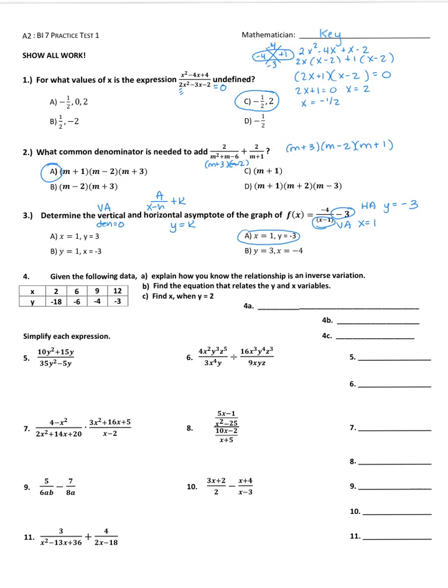Okay. Given the following data, explain how you know the relationship is an inverse variation. So we know it's an inverse. Why do we know that? Well, here's your general form, y equals a over x. If I cross multiply, that's x times y equals a constant number. So if I multiply x times y, notice I get -36, -36, -36, and -36. Which will end up being our A value.